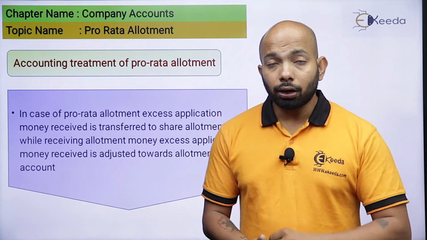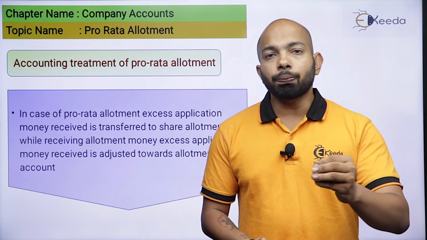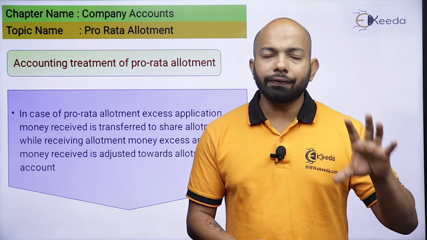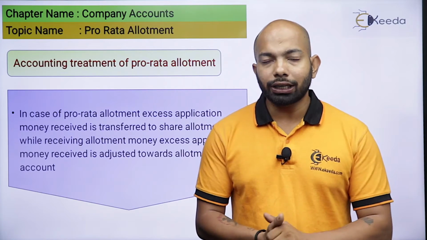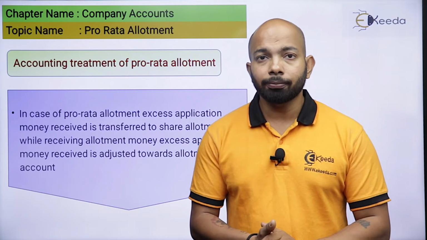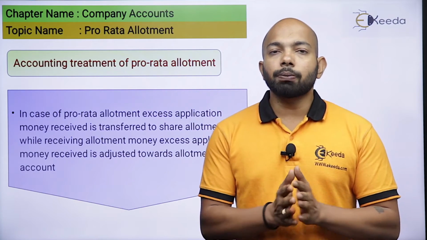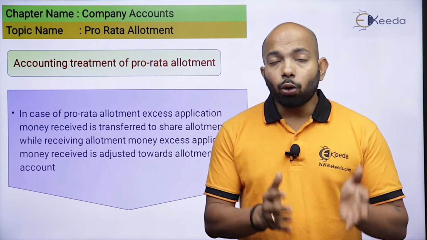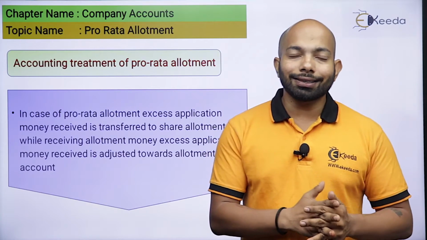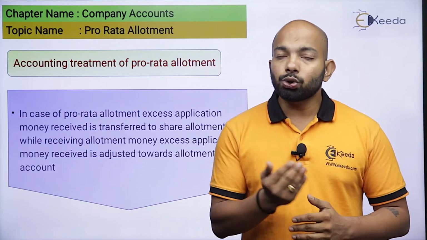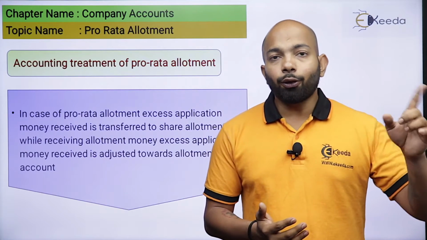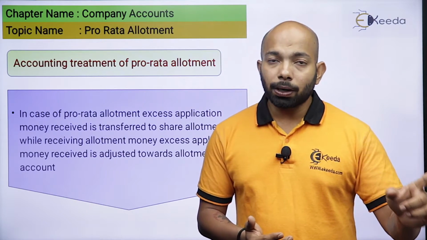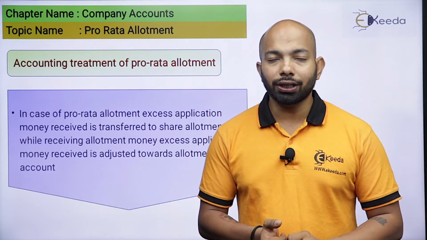Now adjusting in allotment means what? Let's say we have excess fund of 2,40,000 with us, let's assume that part. Now allotment money we are supposed to receive 3 lakh rupees in total. Now how will we adjust this? In allotment we are supposed to receive 3 lakh rupees. We have already received excess money as part of pro rata basis, which is 2,40,000.